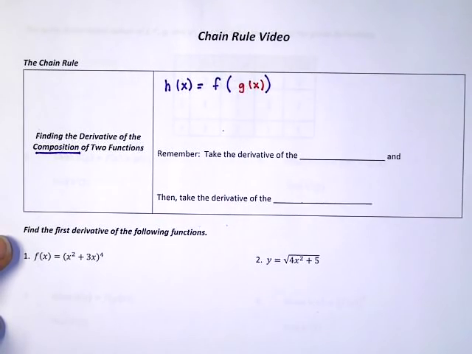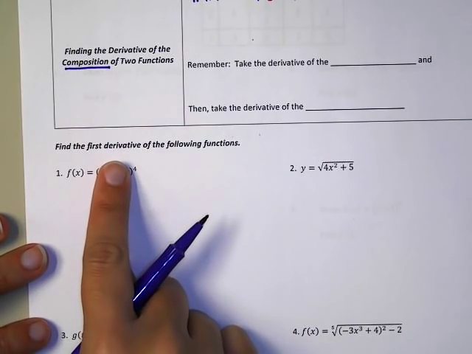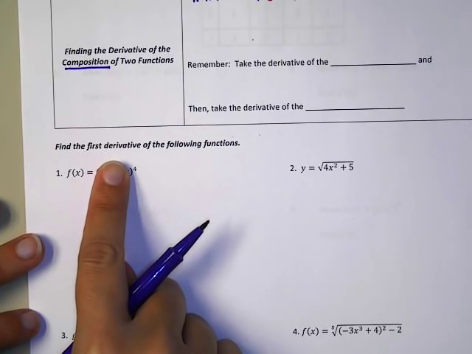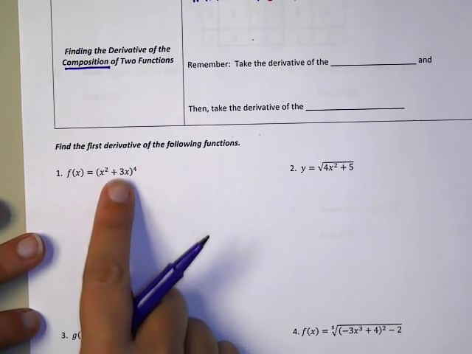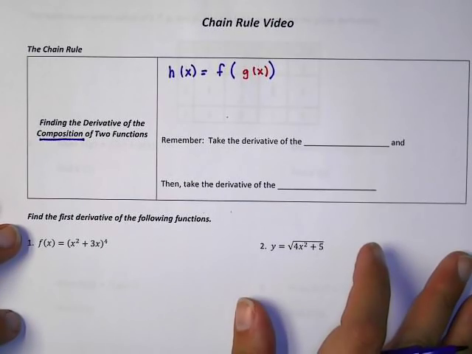An example of a problem like this would be this one. Here we've got something to the fourth power, sort of a function that we're raising to the fourth power, but inside of there, instead of just x to the fourth power, we have x squared plus 3x, which is a whole nother function. So we've got layers of functions here.